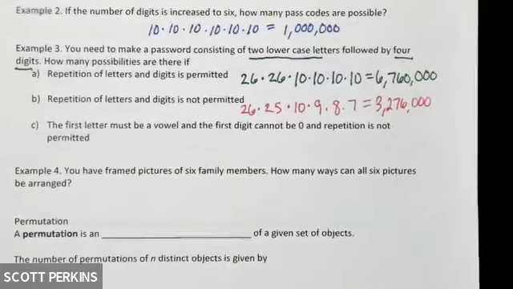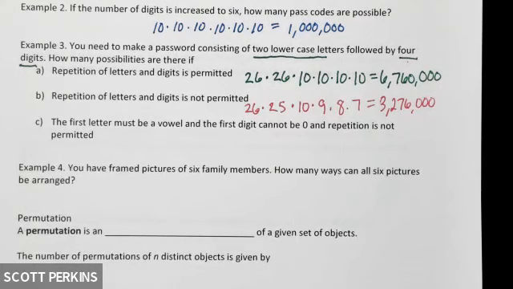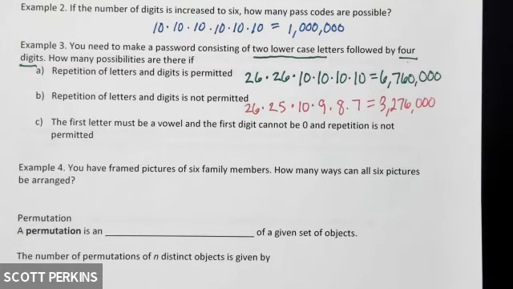Okay, so for the C problem, I added even more constraints. The first letter must be a vowel. We'll go A, E, I, O, U, and then sometimes Y. We'll use the sometimes Y, so those are the vowels. Some people like to think W is a vowel. I do not know what world that is, but that's okay. So the first letter must be a vowel, the first digit cannot be 0, and repetition is not permitted. A bunch of constraints just to keep you fresh today.